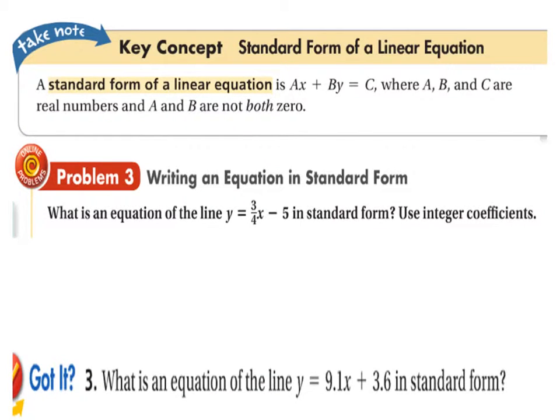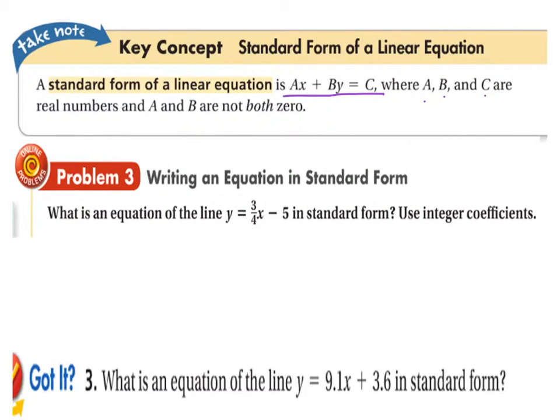Next we're going to talk about standard form of a linear equation. We have that here: a times x plus b times y equals c. A, B, and C just have to be real numbers, and A and B can't both be 0, but one or the other could be.